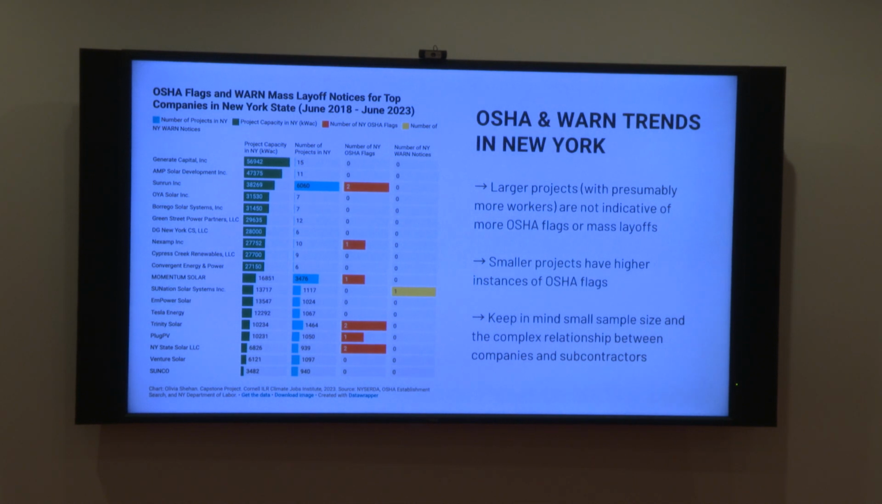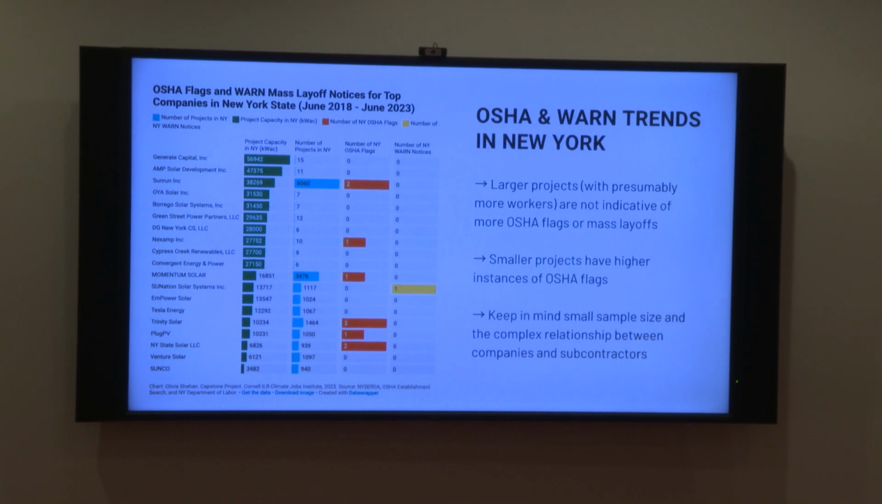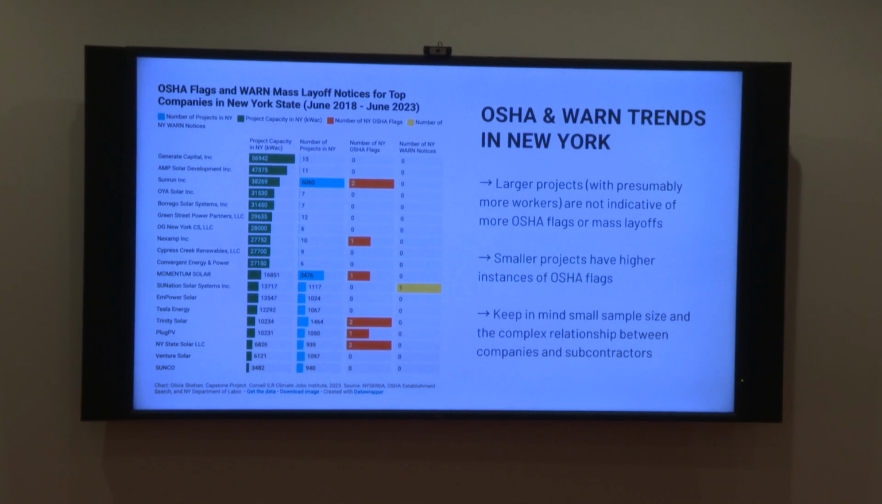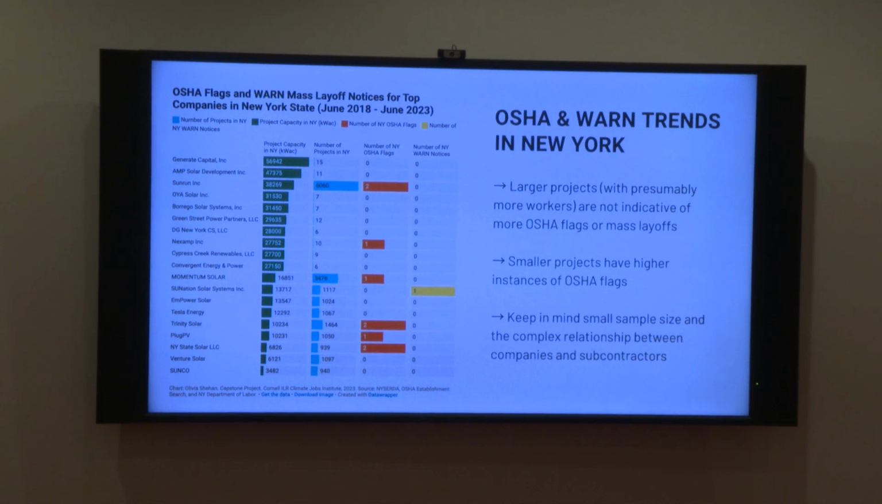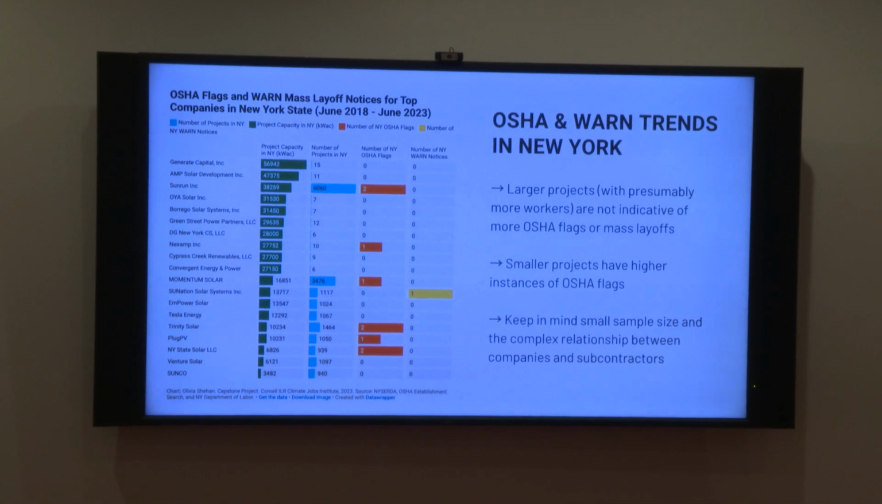The reason why I say they have presumably more workers, and the reason why we focus so much on project capacity, is because project capacity is actually a pretty good proxy for telling how many workers are working on a site. So you can see, sorry, I can't point all the way there. We divided that by each company, and then for each company, we looked at the project site, number of projects, WARN notices, and OSHA flags as well.